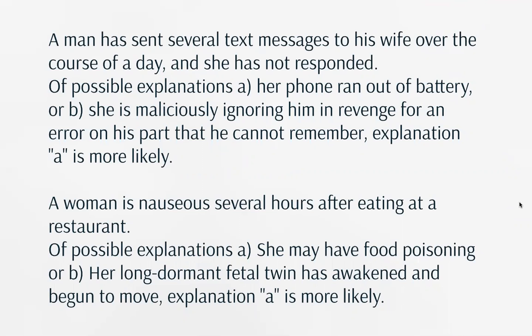The second one: a woman is nauseous, so sick after eating at a restaurant. So she could have food poisoning, or her long dormant fetal twin has awakened. Now that's quite a ridiculous one, because food poisoning is likely, but there could be other explanations. She could have some underlying health condition or something like that.